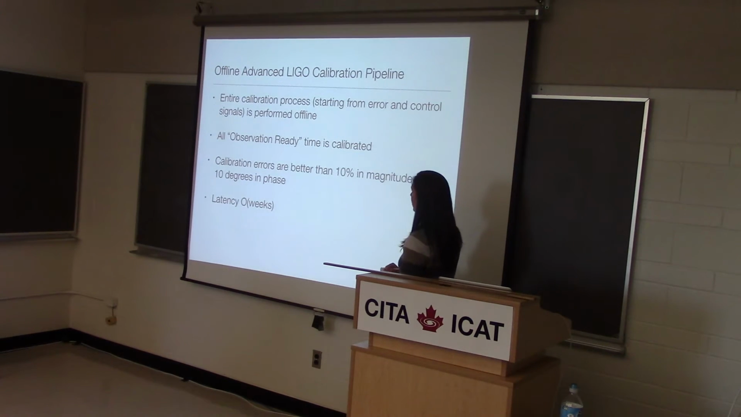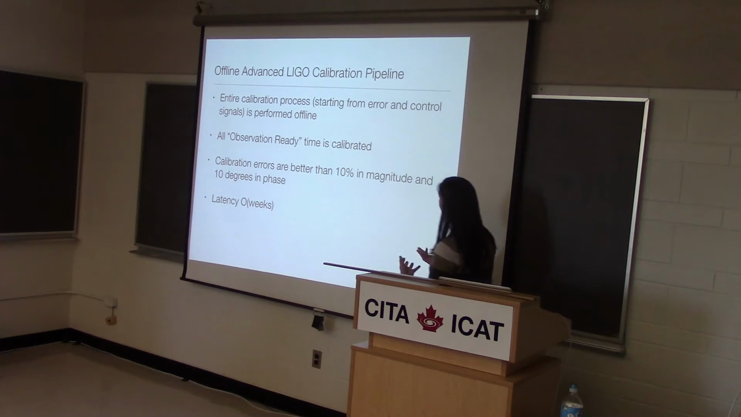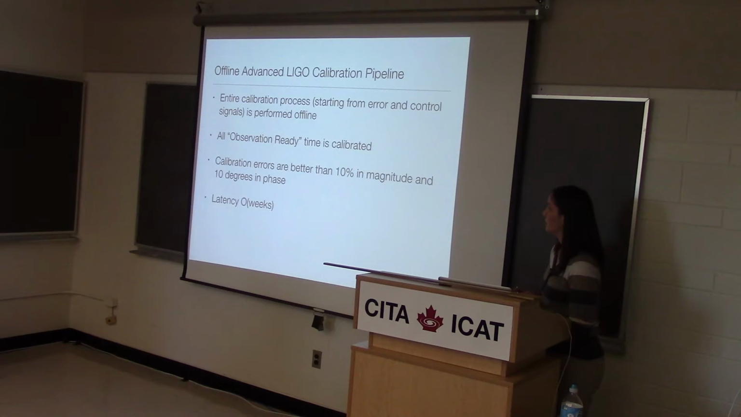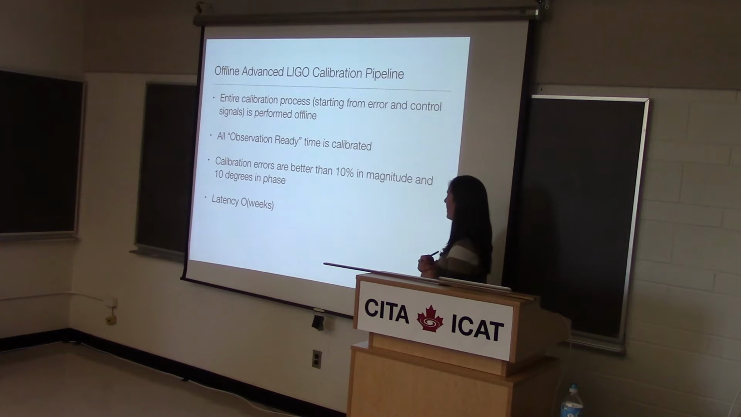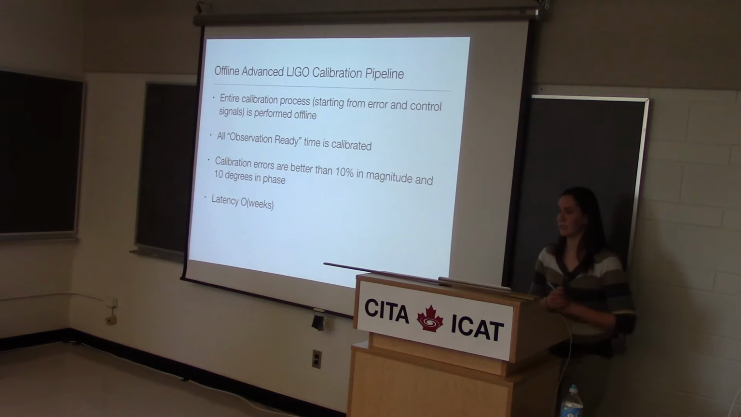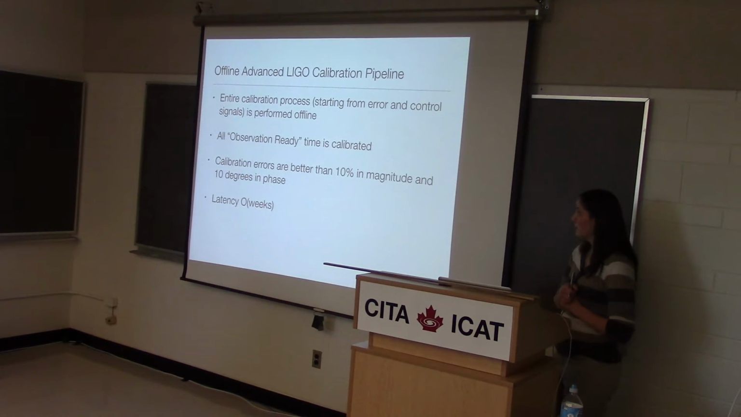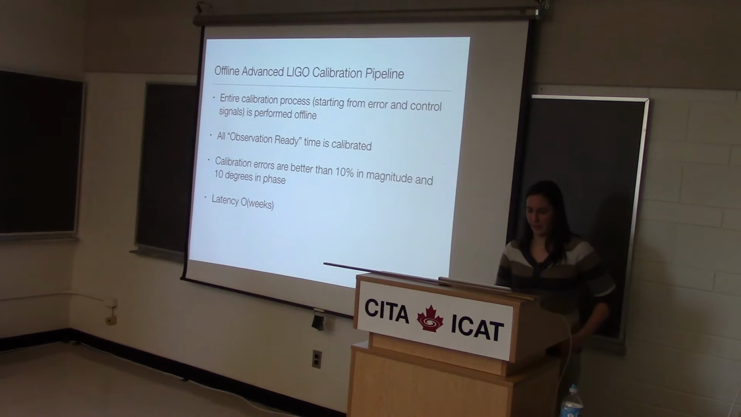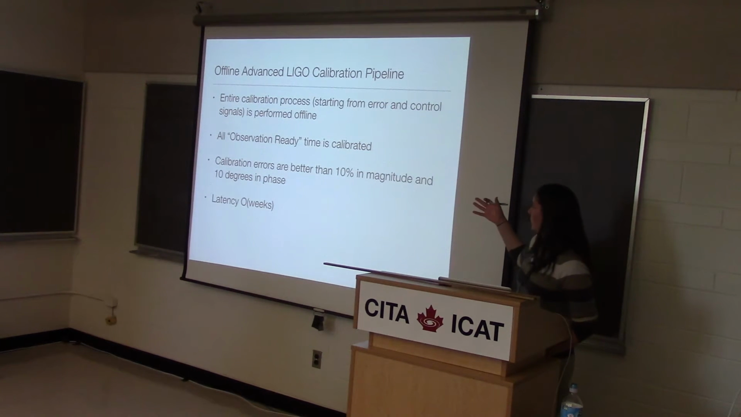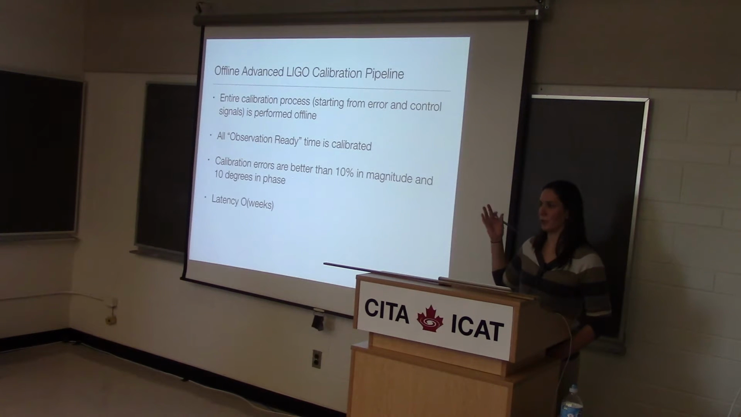So the entire calibration process we do offline, starting from the error and control signals. We've calibrated data for all observation-ready times. And the errors we get are better than 10% in magnitude and 10 degrees in phase, and I'll show some plots of that. But the latency of this has been on the order of weeks. It's taken us a while to get everything under wraps in order to get the data out with that level of errors. Our online calibration, I believe we've put at 20% in magnitude, 20 degrees in phase.